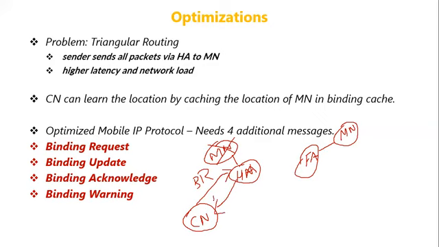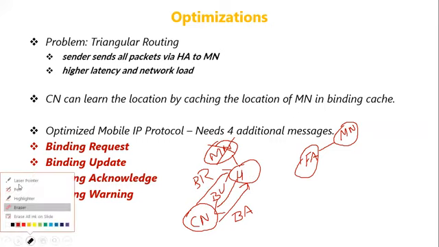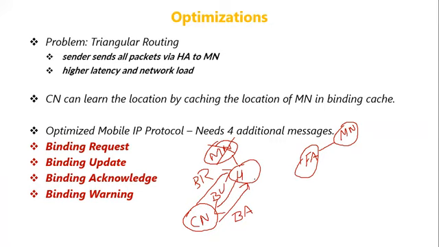Okay, which includes the current location of the particular mobile node, and then the CN will obviously respond with the binding acknowledgement. Now the CN knows the current location of the MN, the mobile node. So now if it wants to communicate with the mobile node, it can communicate.